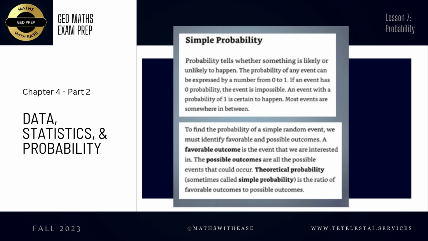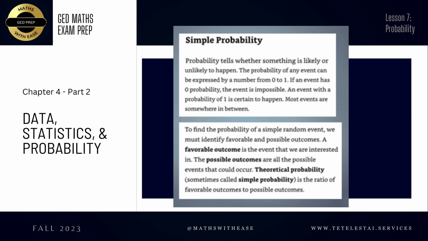So simple probability essentially tells us whether something is likely or unlikely to happen. The probability of any event can be expressed by a number from 0 to 1. If an event has a 0 probability, that tells you that the event is unlikely to happen. And if an event has a probability of 1, know that that means that the event is certain to happen. The probability of the occurrence of most events is somewhere between 0 and 1.